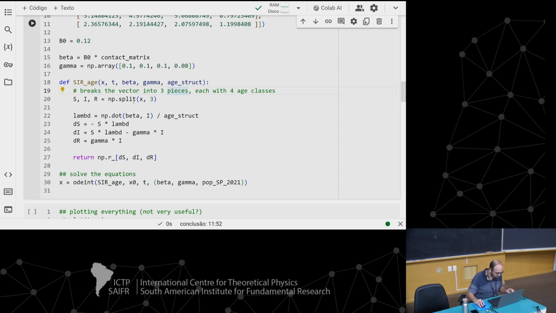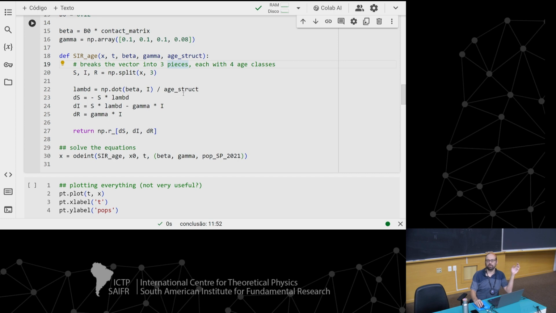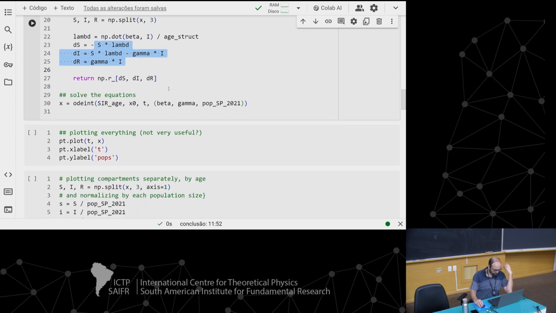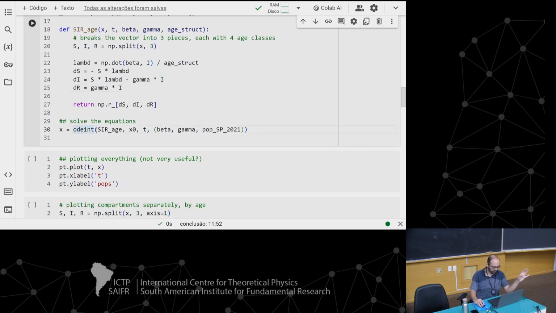Now with all of this instruction here, you see that in the end my code is still not too large. I split the initial x here, I calculate lambda, I write the same equations as before, and return this. I would actually have put all of this together as we had yesterday. This code should work, and now I will solve it by calling this function with the initial condition, the times, and the list of parameters in the same order as they appear here.